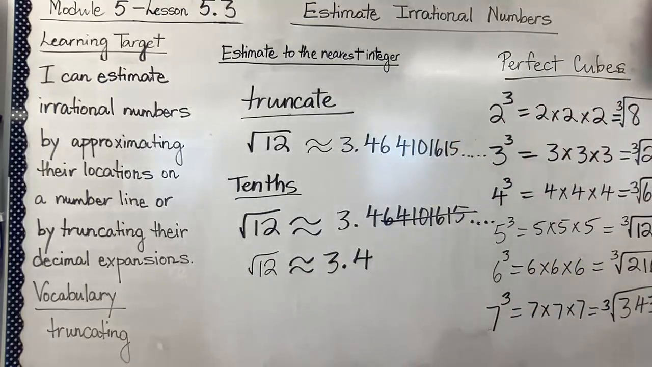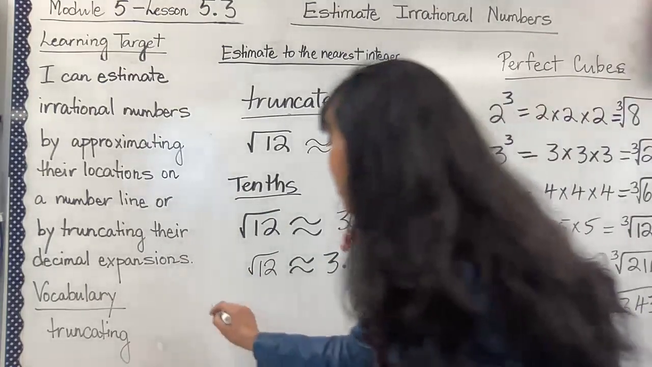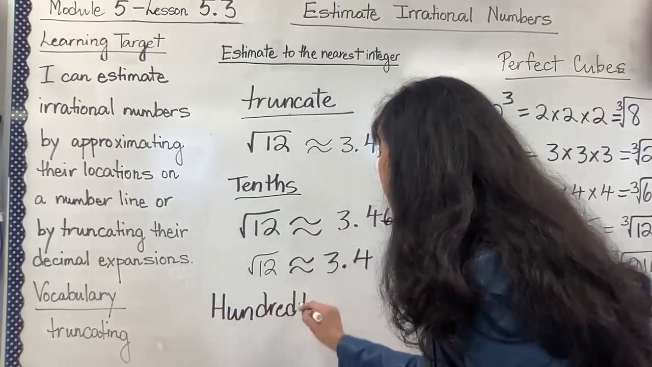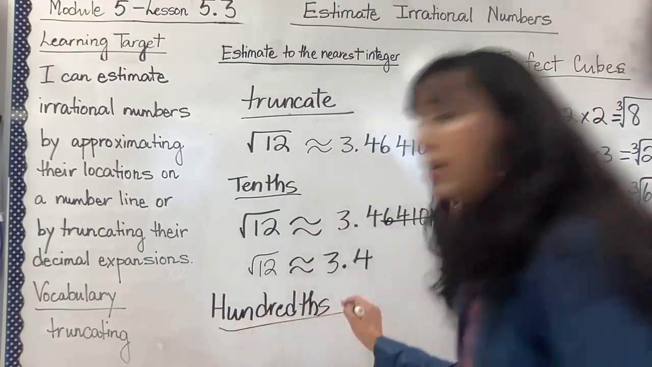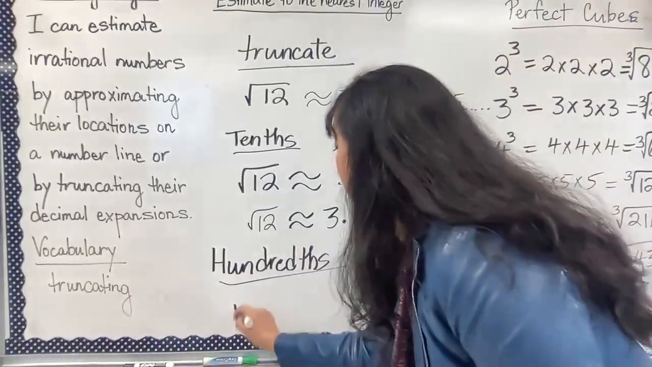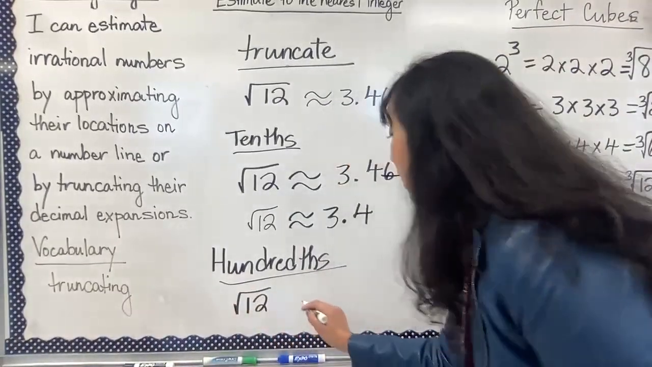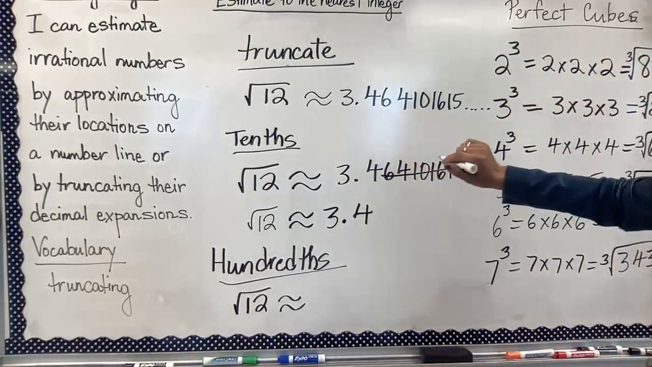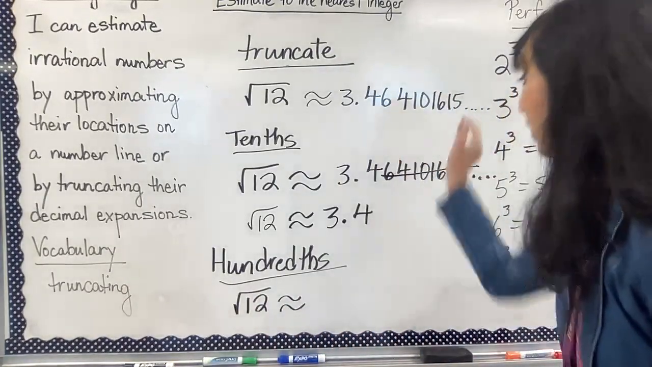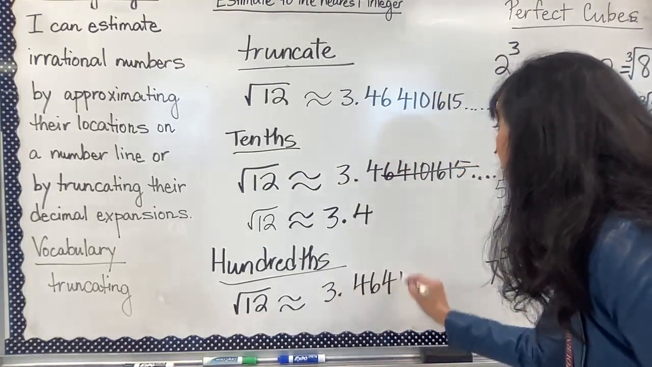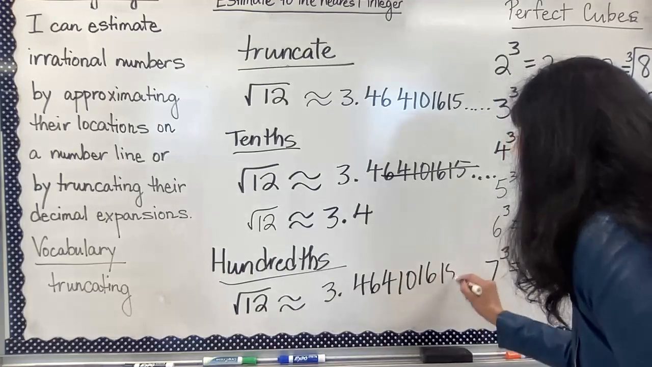Okay, if I was doing the 100th place value, again, I would take the square root of 12, which is approximately, let's look at these numbers. Let me just show you what I'm doing. 3.4641011615 and so on.